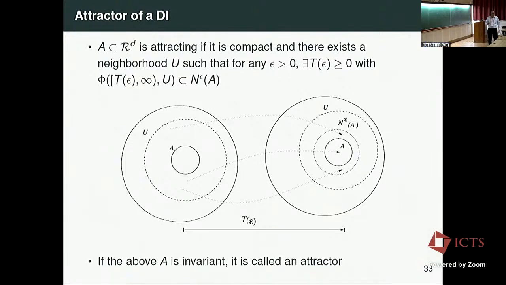Okay, there's some more definition. We say that a set A, a subset of R^d, is attracting if it is compact, and moreover there's a neighborhood U around A such that for any epsilon, there exists a time instant T_epsilon such that, if you look at T_epsilon instants later and beyond, any trajectory that starts within this neighborhood U sits in an epsilon neighborhood around A, and does not leave that set. If that happens, then we say A is an attracting set. And in addition, if A is invariant, then we call it an attractor.